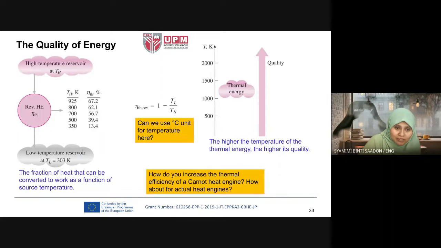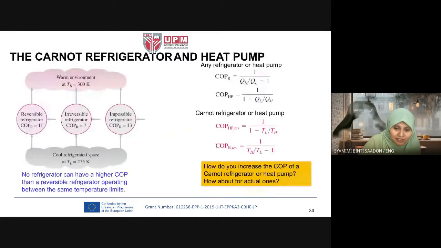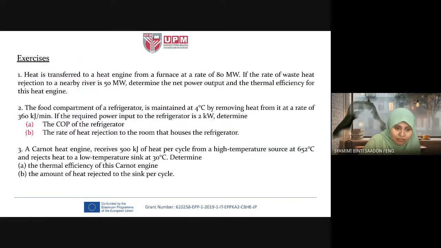The quality of energy. For refrigerator and heat pump, as usual, we use coefficient of performance, we don't use thermal efficiency. The same method as just now. This is for any refrigerator or heat pump, but with a Carnot refrigerator or heat pump, we can directly use the value of temperature to calculate the coefficient of performance for the heat pump and for the reversible refrigerator. Okay, I think that's all.